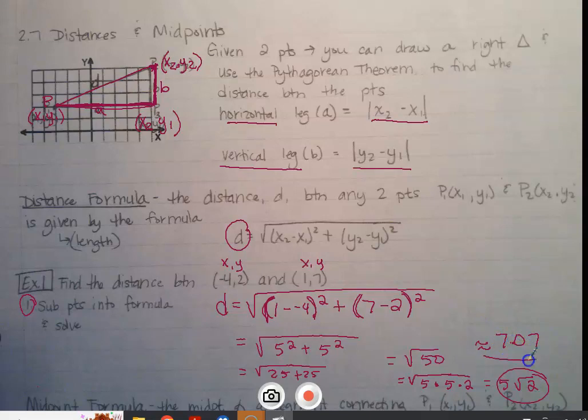Okay, so that's the difference. Here's the difference. When we have a decimal, it's approximately 7.07. If we actually use the radical sign, it is actually equal. That is the exact answer. Okay, so a little bit of difference there.